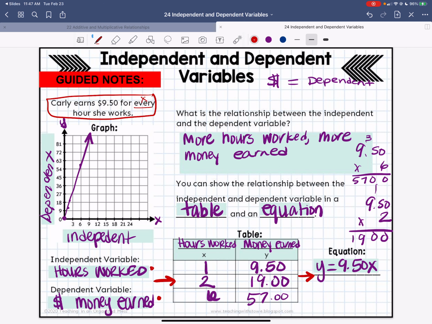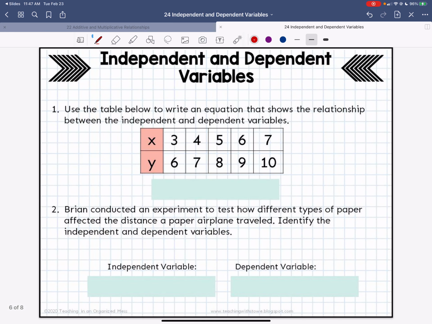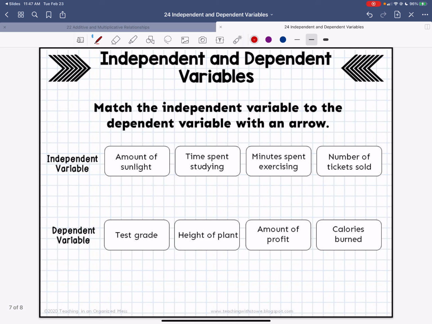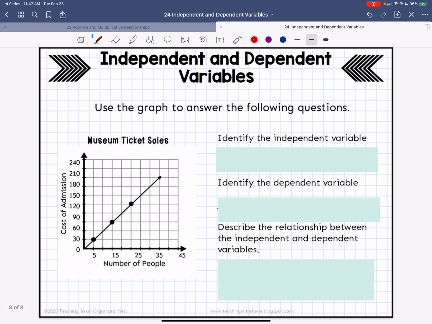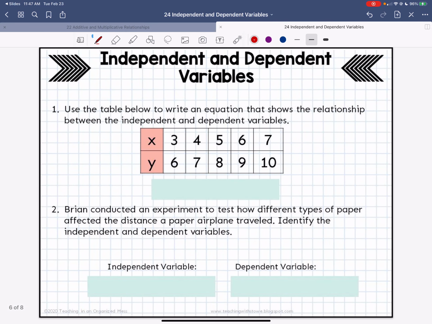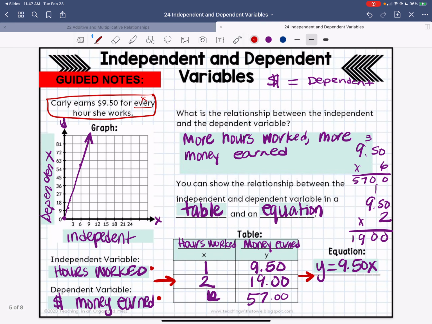Okay? So make sure you're watching this video and paying close attention to this. And then you're going to be able to do these next 3 slides by labeling the independent and dependent variable, creating the equation, and seeing what's going on. You're going to match these. There's going to be arrows to where you can match. And this very last one is going to be labeling what's the independent and what's the dependent variable. So once you've done all that, you are finished and you can turn it in.